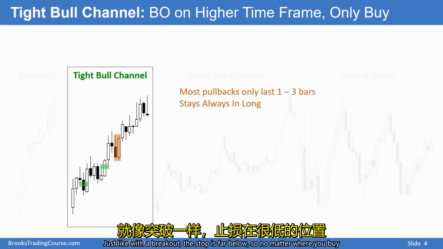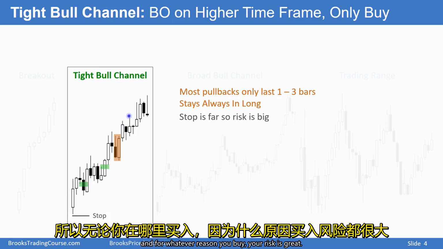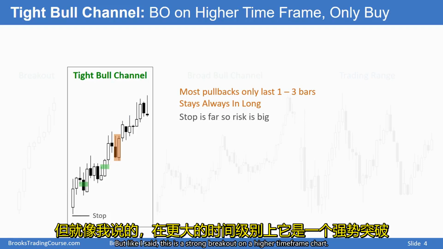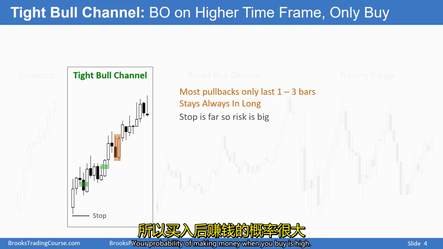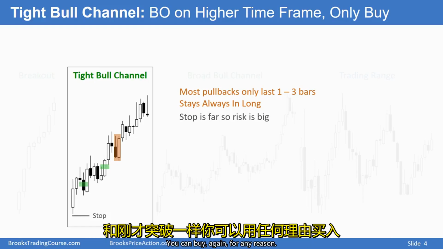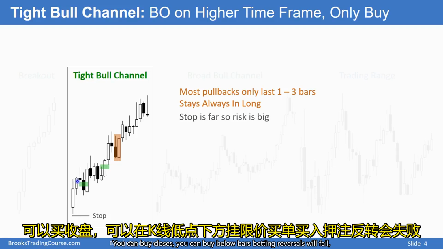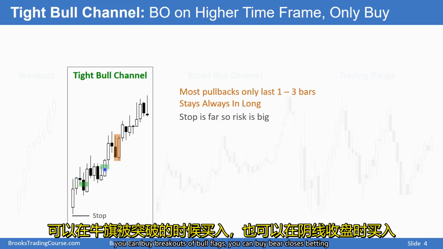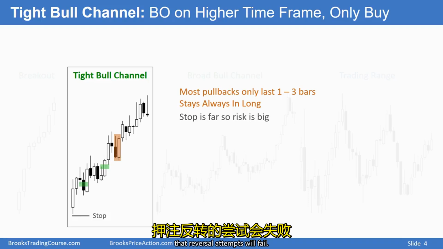Just like with a breakout, the stop is far below. So no matter where you buy and for whatever reason you buy, your risk is great. But like I said, this is a strong breakout on a higher time frame chart. Your probability of making money when you buy is high. You can buy again for any reason. You can buy closes. You can buy below bars betting reversals will fail. You can buy breakouts of bull flags. You can buy bear closes betting that reversal attempts will fail.